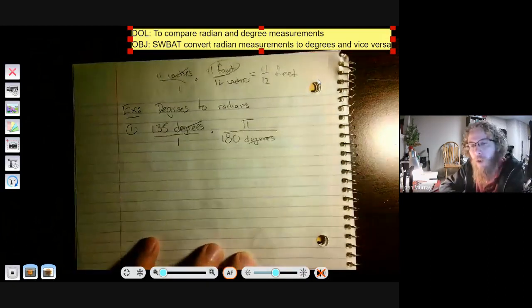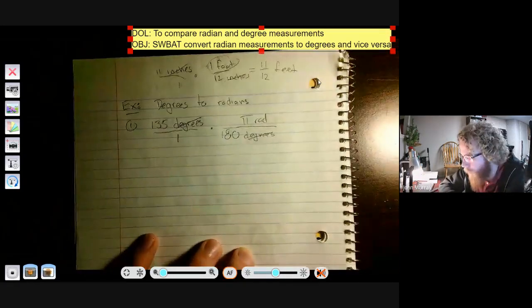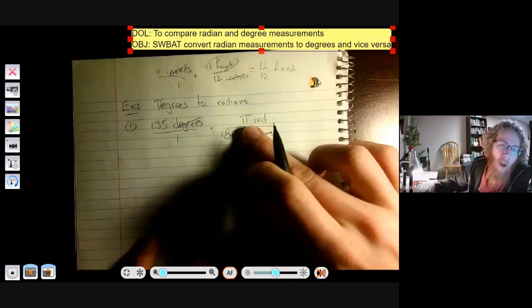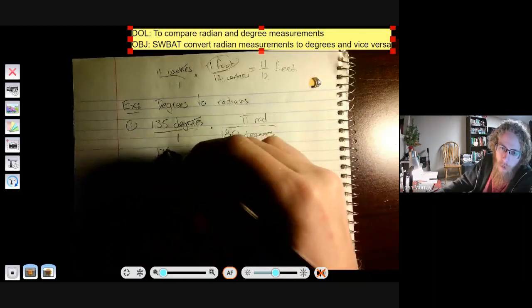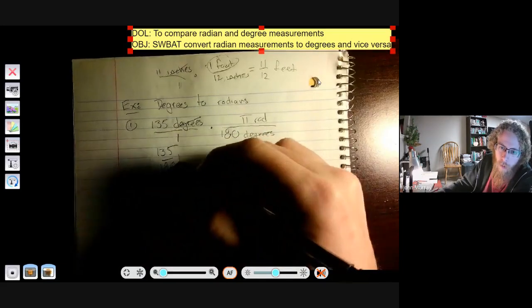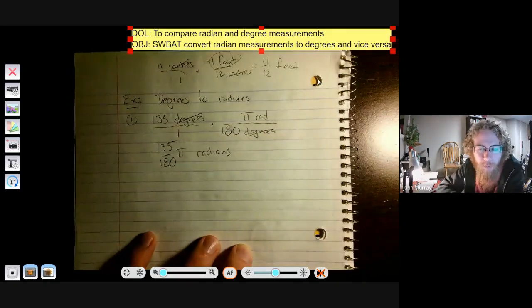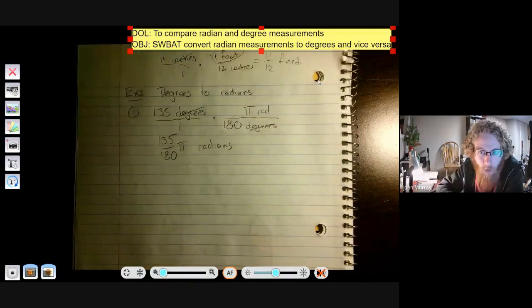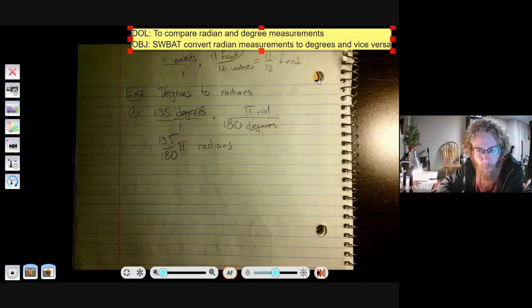And I'm going to put the pi up there. All right, pi radians. So now the pi just kind of tags along for the ride. So I have the fraction now, 135 over 180. Now, I don't know if you noticed when I was setting up the coordinates, we like to keep our radians as fractions. I don't want to have 0.5 pi radians. I'd rather have 1/2 pi radians.